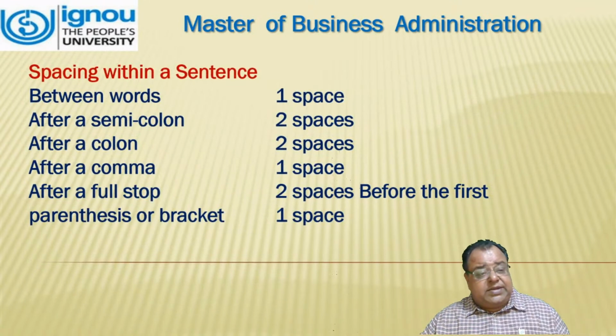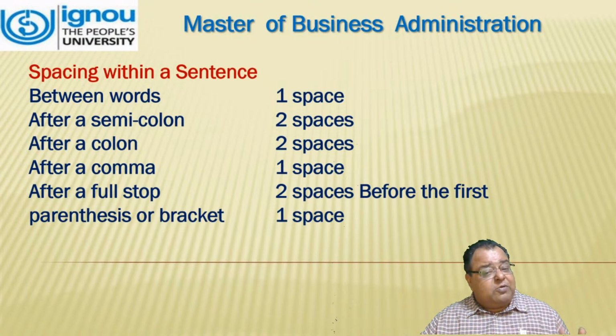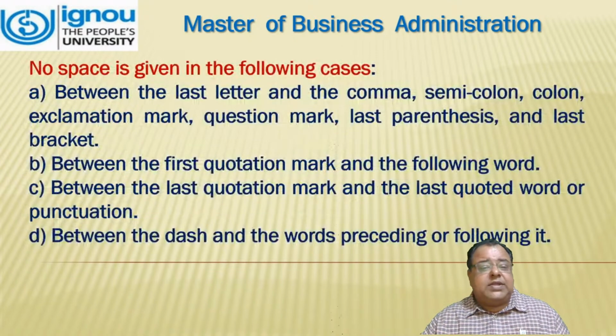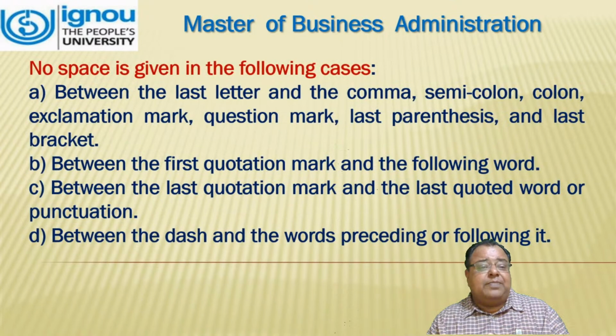Spacing within a sentence: between words, 1 space. After a semicolon, 2 spaces. After a colon, 2 spaces. After a comma, 1 space. After a full stop, 2 spaces before the first. And in the parentheses, 1 space. But this is the format which has to be followed.